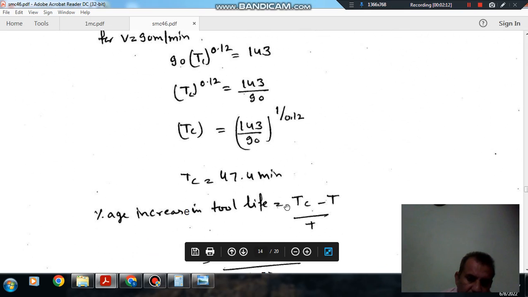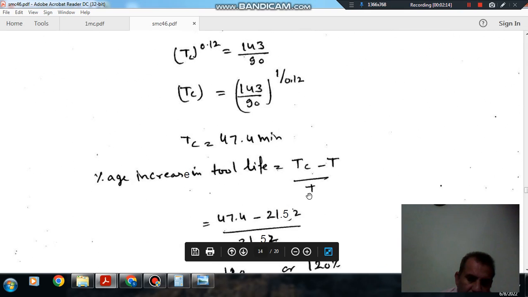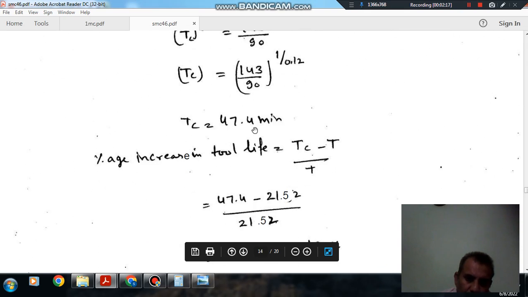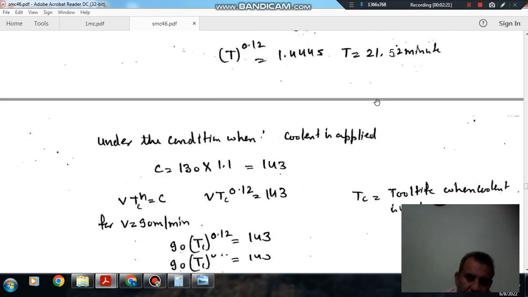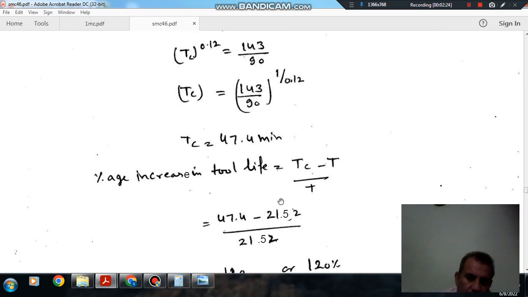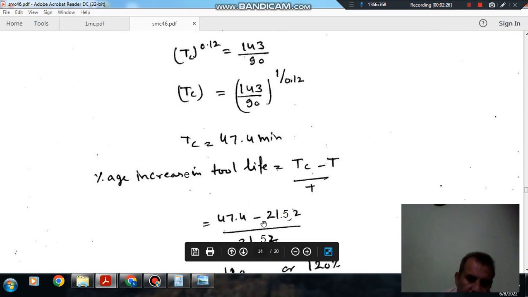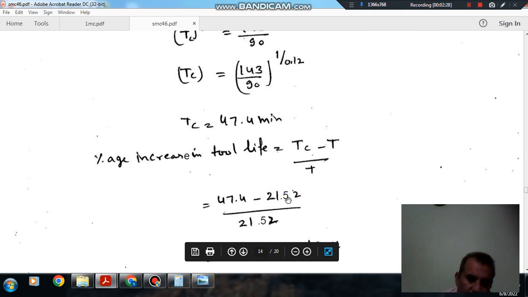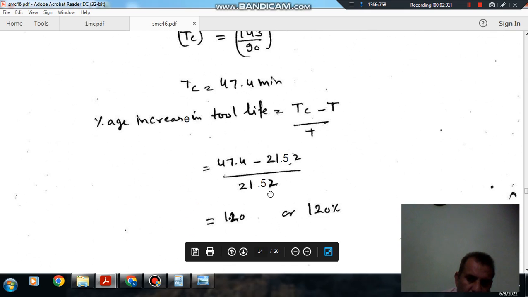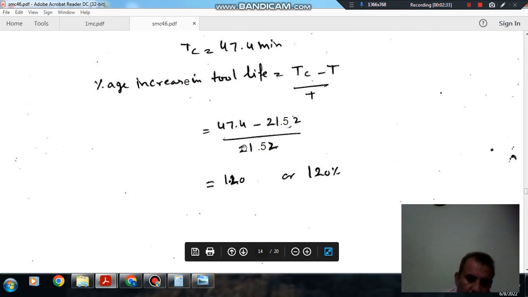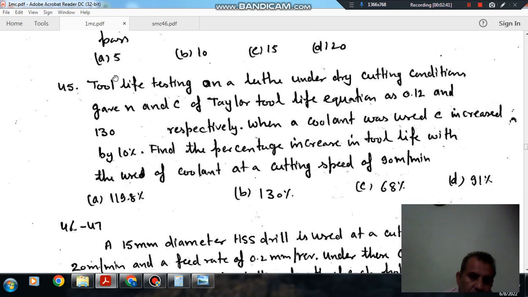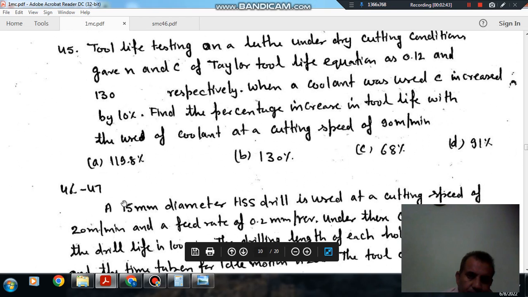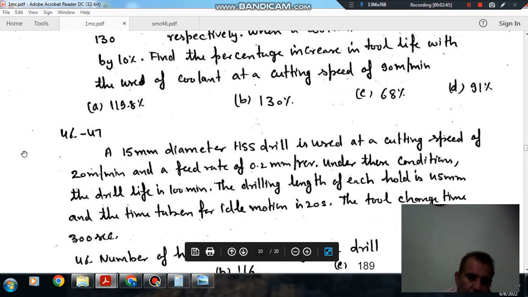So the percentage increase in tool life is Tc minus T by T, where the new tool life is 47.4 and the old tool life is 21.52. So the increase is 47.4 minus 21.52 divided by 21.52, that factor is 1.2. So the increase in percentage of life is 120%. So the answer is option A. Next, question number 46.